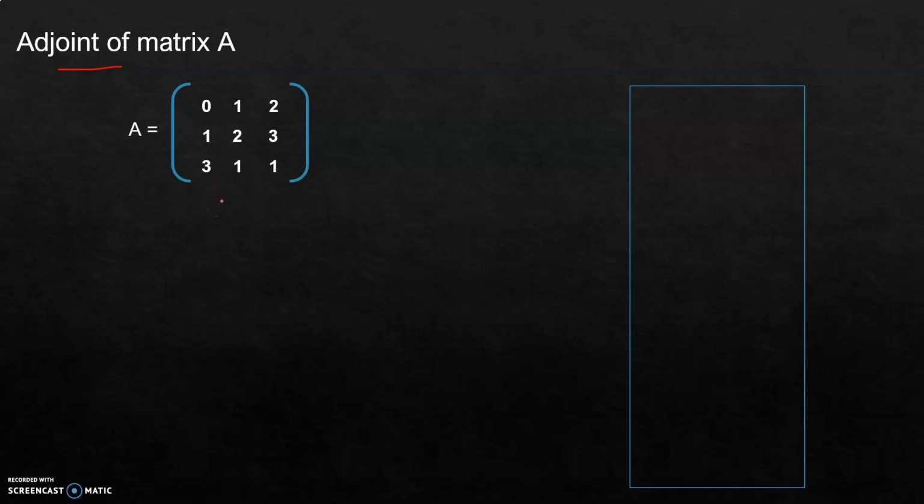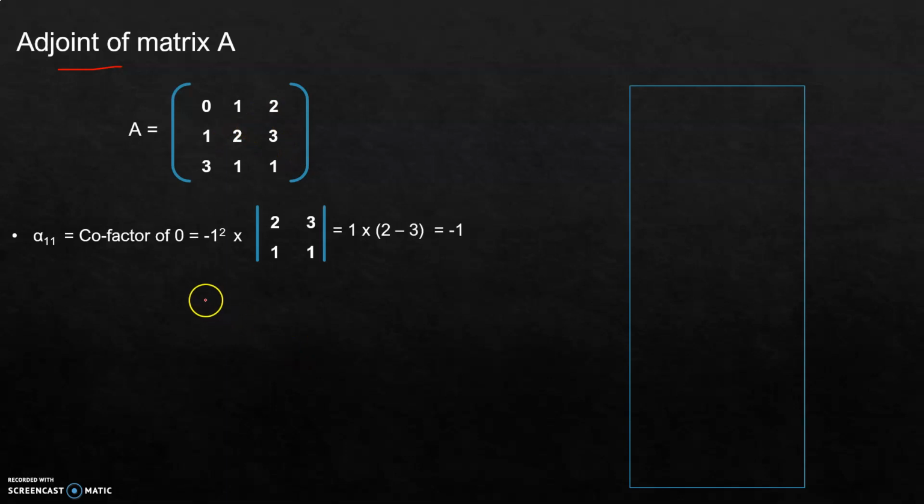So you can check it again there for detailed explanation. So just I will show how to find it. So adjoint of A, first we need to find the cofactor of all the 9 elements. So the first cofactor, it is the cofactor of 0. It is minus 1 whole square into 2, 1. So leave the first row and the first column. So 2, 3, 1, 1. So 1 into 2 minus 3, 2 into 1, 2 minus 3 into 1, 3. That is equal to minus 1.